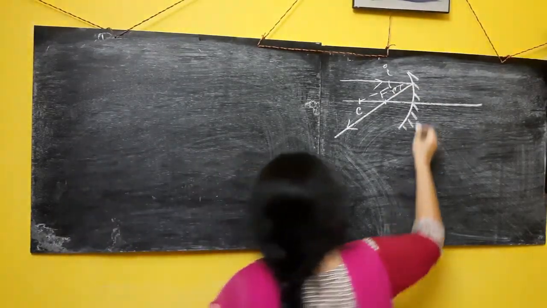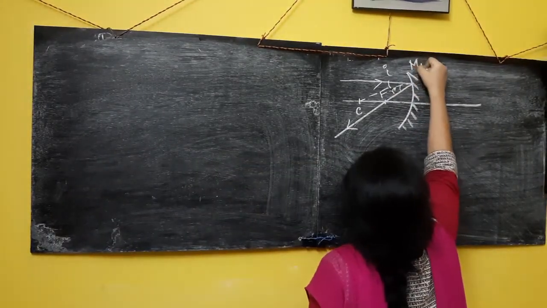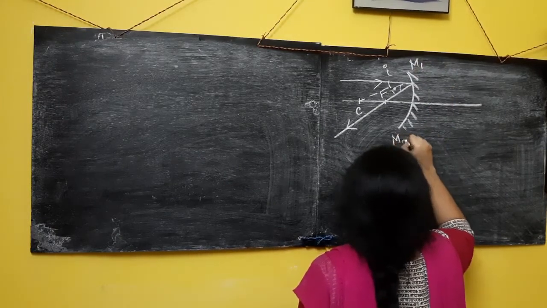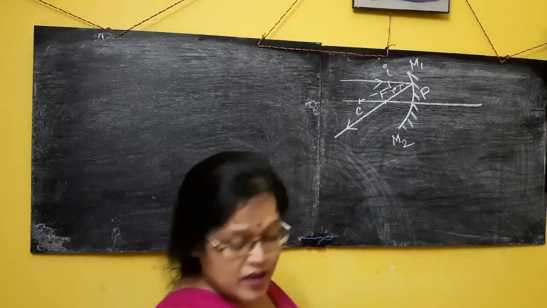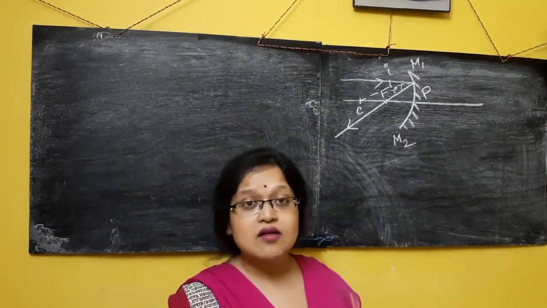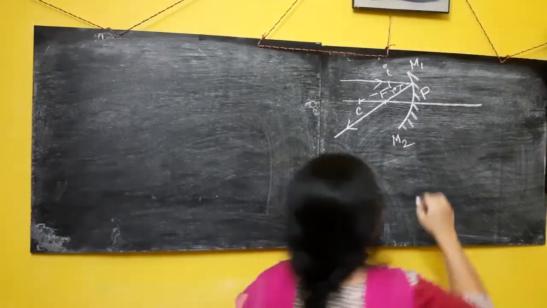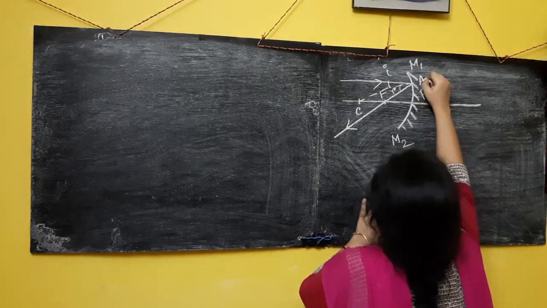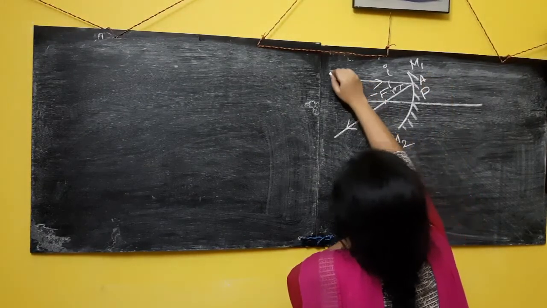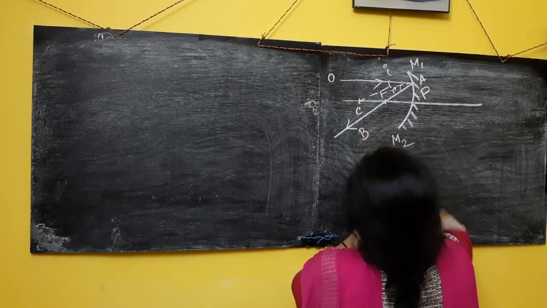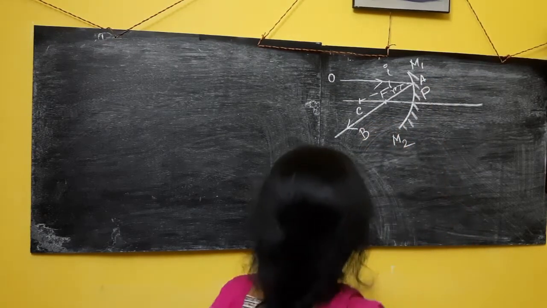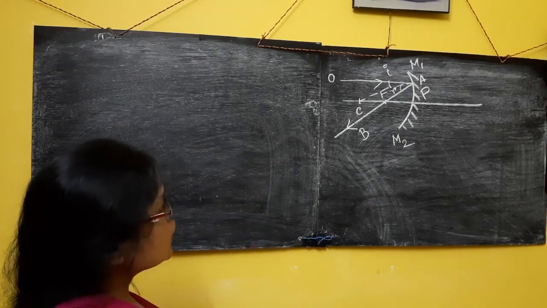So let's make the numbering. The mirror I will denote as M1, M2. The pole of the mirror, the middle portion of the mirror, is taken as P. The point where the ray is incident, I will take as A. So this is the ray, suppose from O, it is coming, falls on A, moving towards B. Now I need to prove.